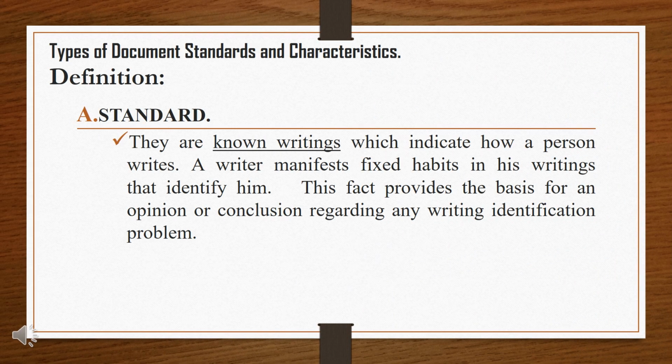Types of document standards and characteristics. The following terms are technically defined as standard. They are known writings which indicate how a person writes. A writer manifests fixed habits in his writings that identify him. This fact provides the basis for an opinion or conclusion regarding any writing identification problem.